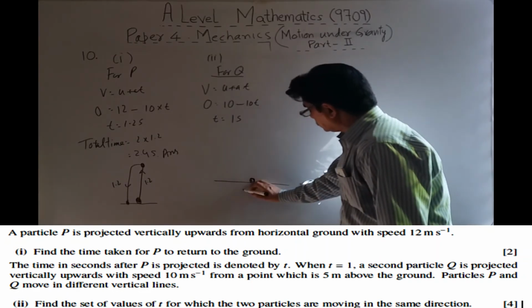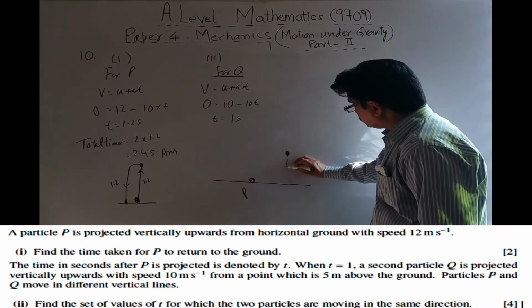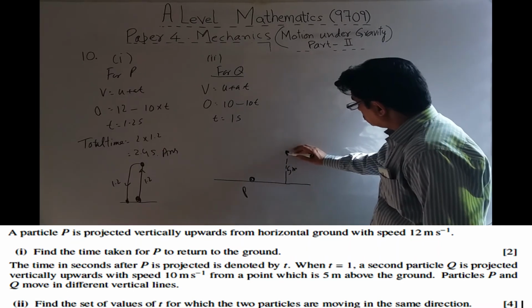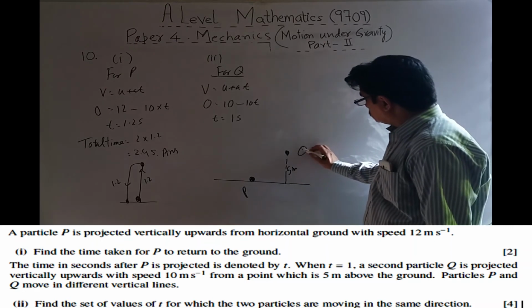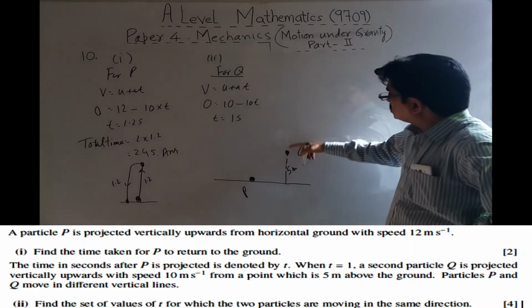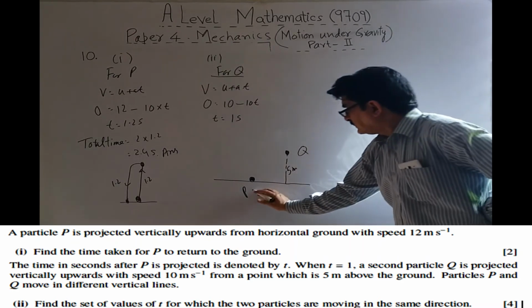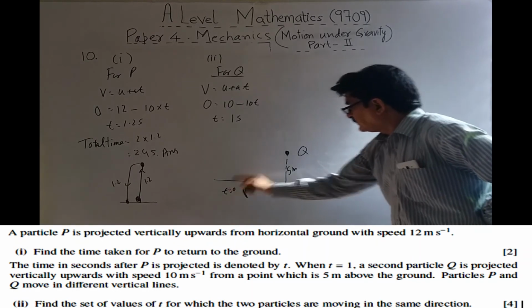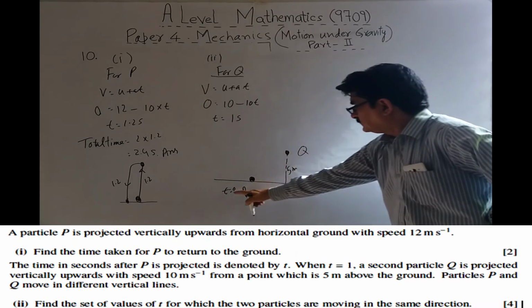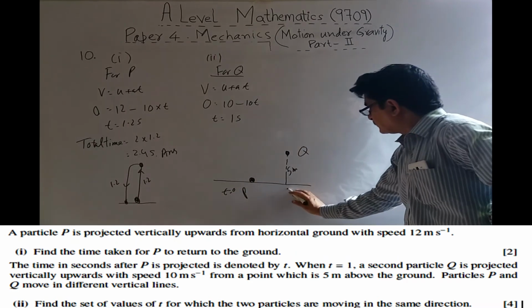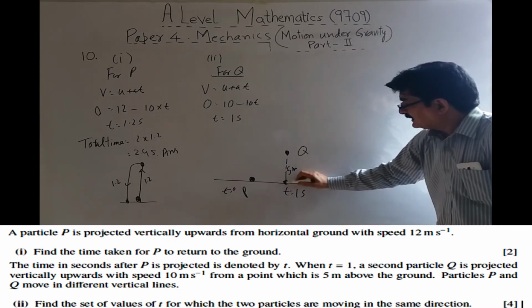See the diagram once again. This is the particle P and Q is projected from here. So Q is projected from 5 meters. And this is the situation. Now this is Q. See that Q reaches the highest point in 1 second. But P is projected when t is 0. We started calculating t from t equal to 0 when P is projected. Q is projected after 1 second. So when Q is projected, 1 second is gone.